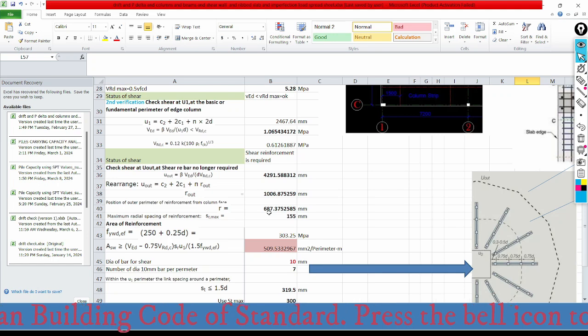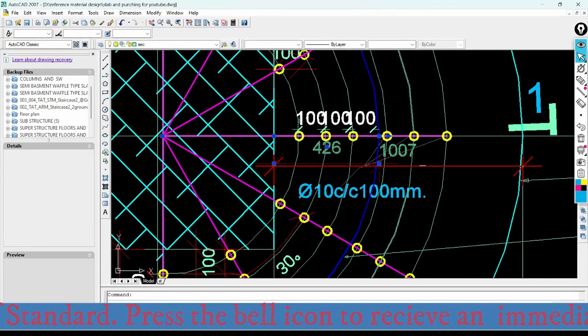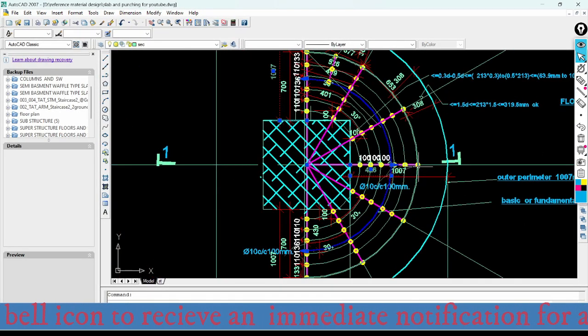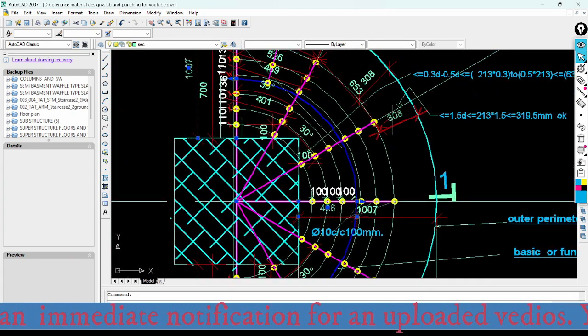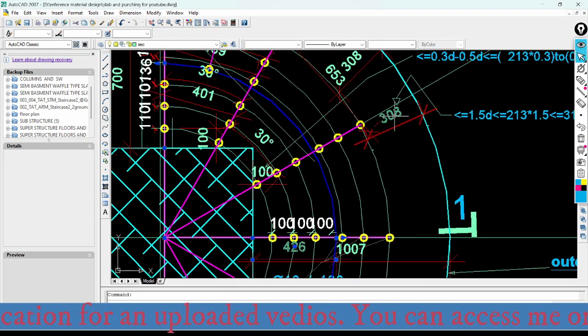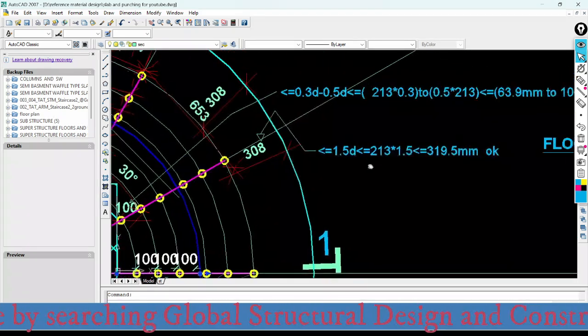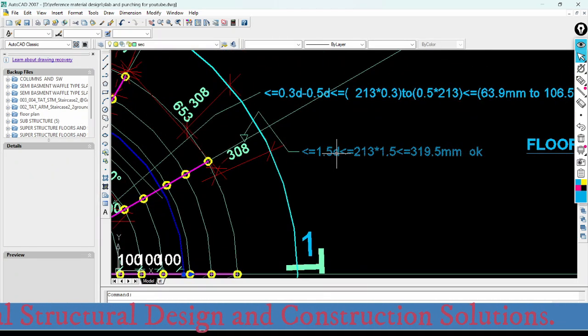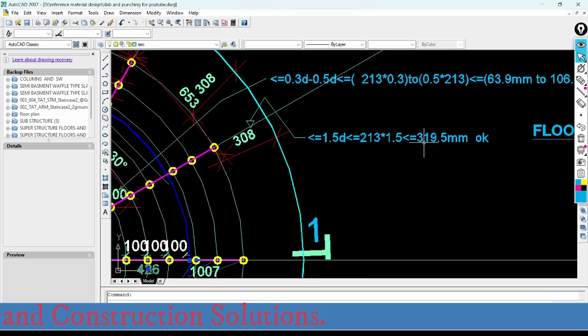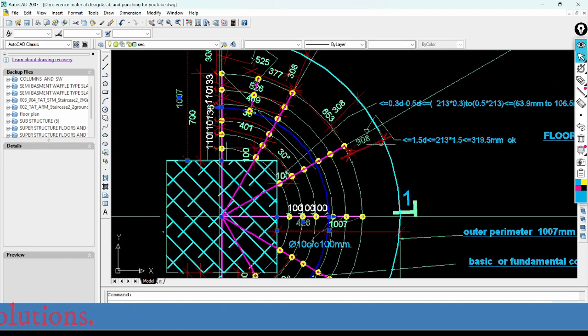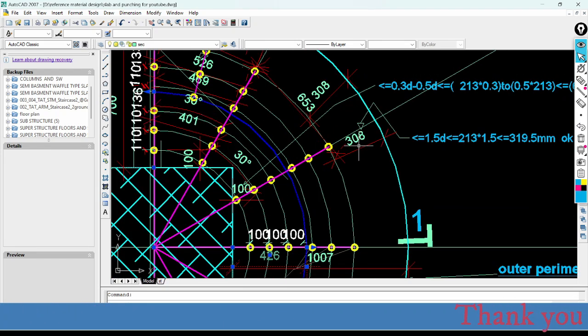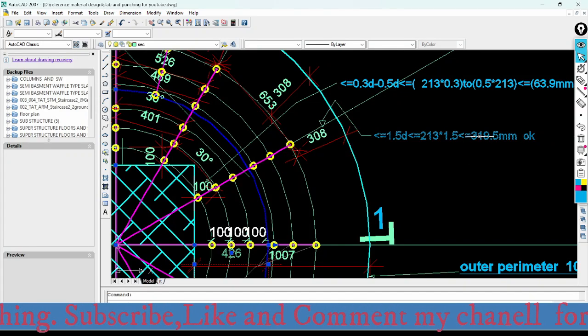Simply R minus this distance. That is the last location, this one. Here 308 is the distance between the last reinforcement bar and the outer parameter. And it must be less than 1.5d, which is specified in the code. So d is 230, so it is 390 millimeter. The actual provided spacing between the last reinforcement bar and the outer parameter is 308, so it is okay, because 308 is less than 390.